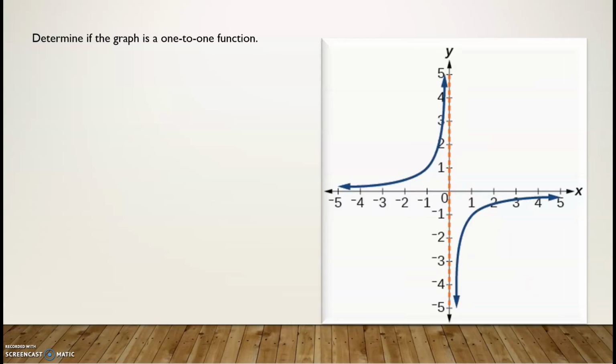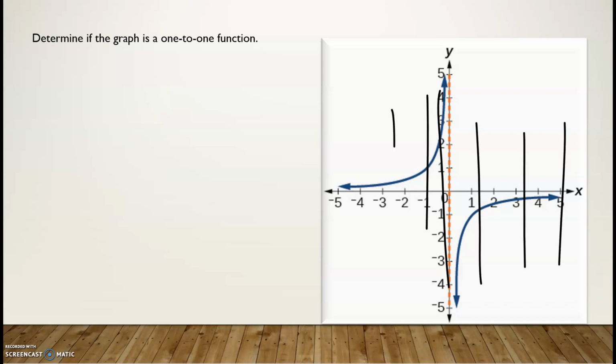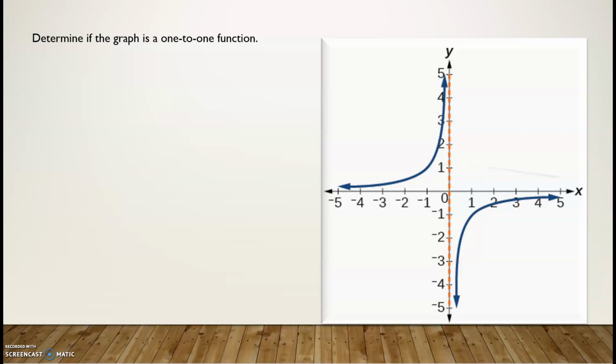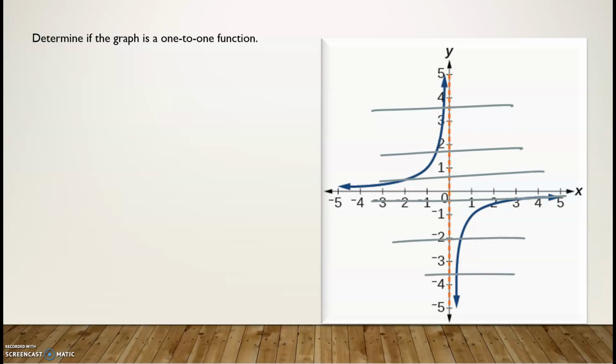Okay, is this a one-to-one function? Well, it looks like it only hits the graph once for each of those. And this one was just a little bit off. Okay, so it looks like it's a function. So let's see if it's a one-to-one function. Looks like it's a one-to-one function. So this would be a one-to-one function.